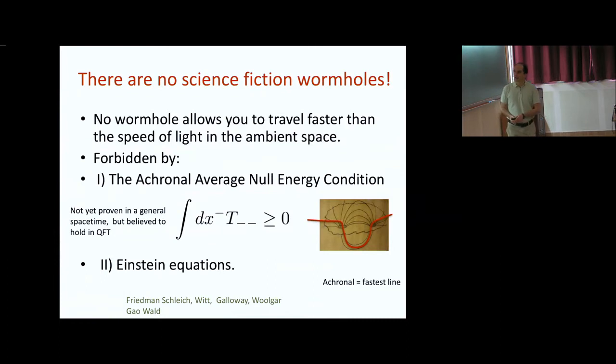Okay? And this is supposed to hold for the fastest line that exists in a spacetime. So this is a conjecture. It hasn't been proven. It's been proven in flat space or some simple spaces. But it's a conjecture that if you have the fastest null line in a spacetime, this integral should be positive.